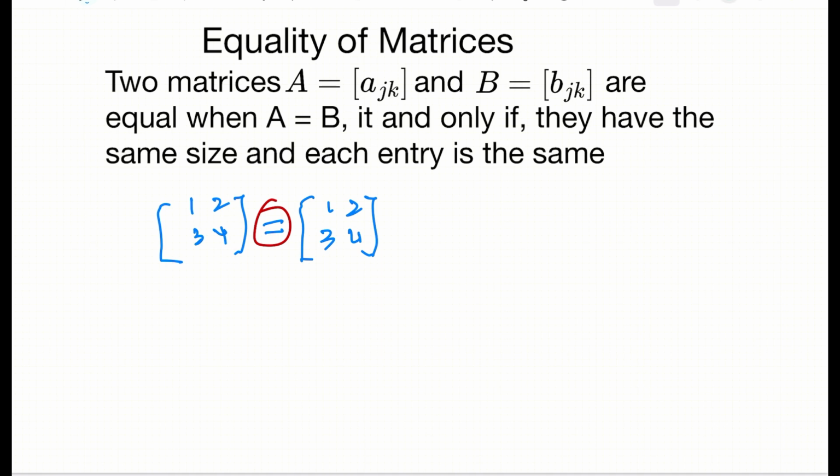Now, if we write a column vector, 1, 2, 3, 4, is that going to be equal to this row vector, 1, 2, 3, 4? The elements are the same, 1, 2, 3, 4, but the sizes are different. One is a column vector, one's a row vector, so they do not equal each other. So it's a very simple definition. Everything's got to be the same. That's really what you need to remember for equality.